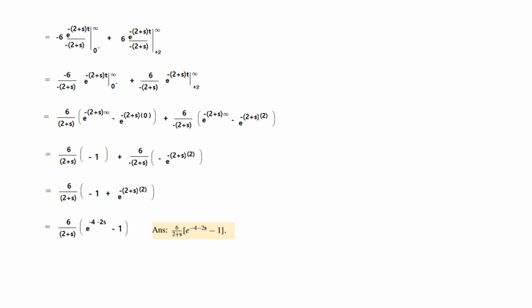So I hope this gives you an understanding as to how to solve simple bilateral and unilateral Laplace transform problems. Thank you.